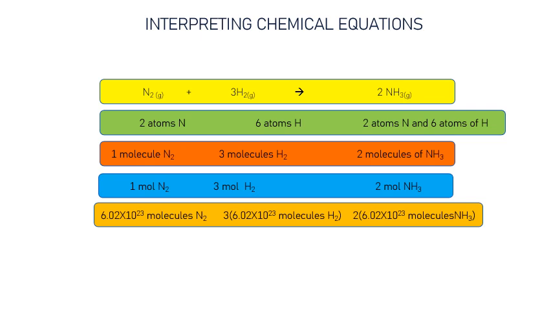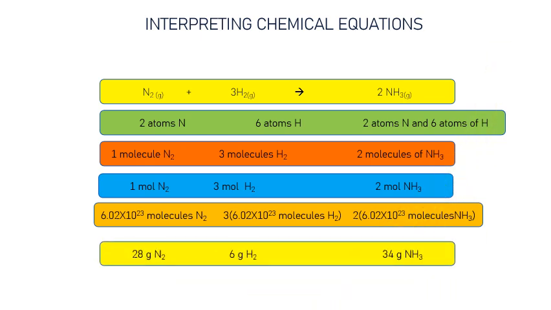We can also relate in the same way in terms of mass. So what is the mass of a nitrogen molecule? We can look in the periodic table and calculate the mass. When I round it, it will be 28 grams of nitrogen, 6 grams of hydrogen, and 34 grams of ammonia. So we can take the ratio of mass if we want a direct mass relationship.